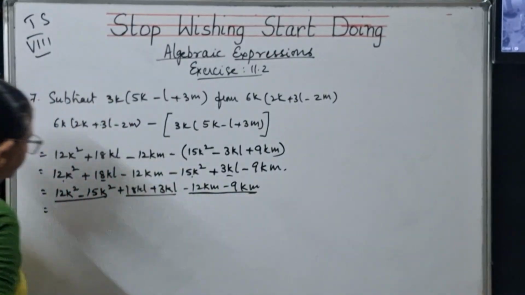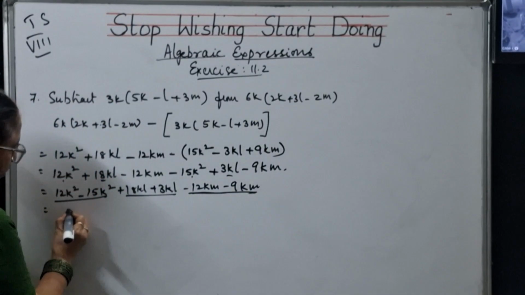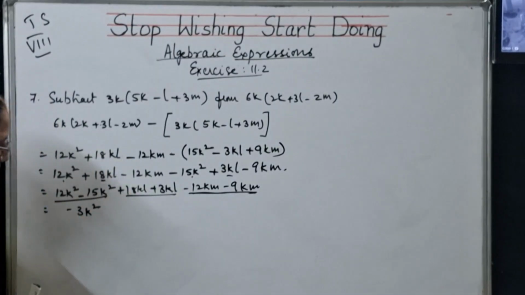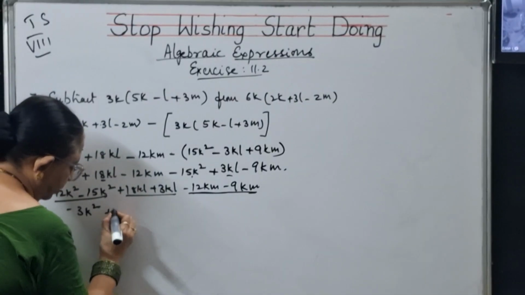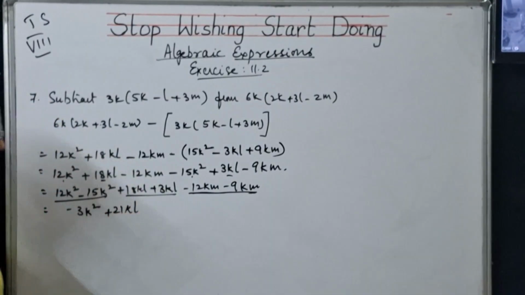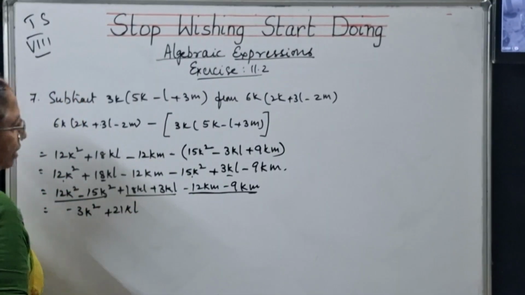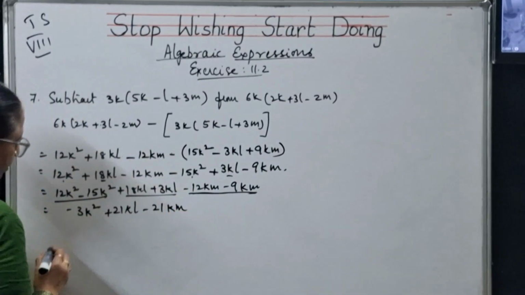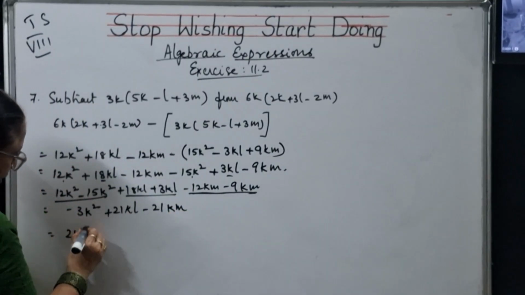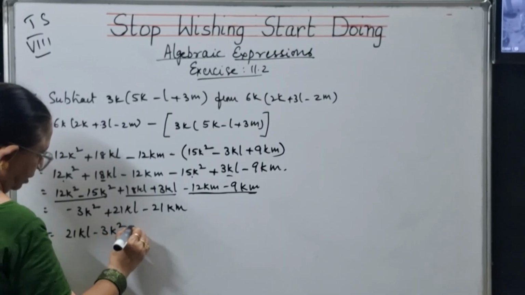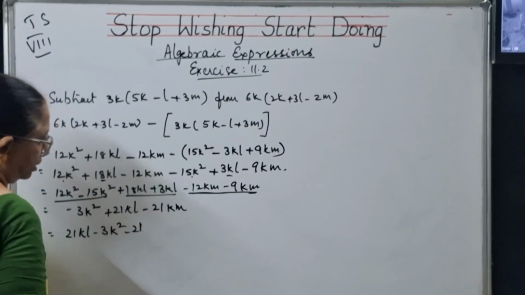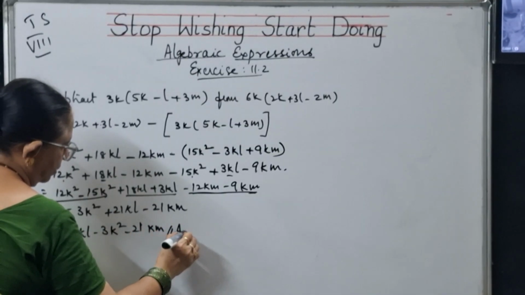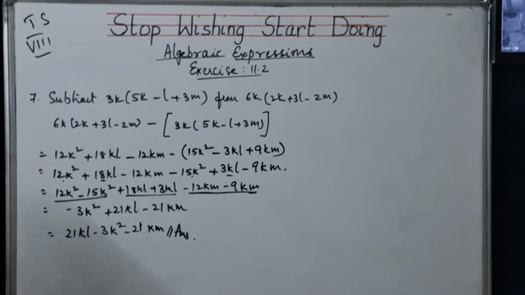So let us see. Plus 12 minus 15 is minus 3k square. Plus 18 plus 3 is plus 21kl. Minus 12 minus 9 is minus 21km. So you can write it as 21kl minus 3k square minus 21km. This is the answer for the seventh sum.